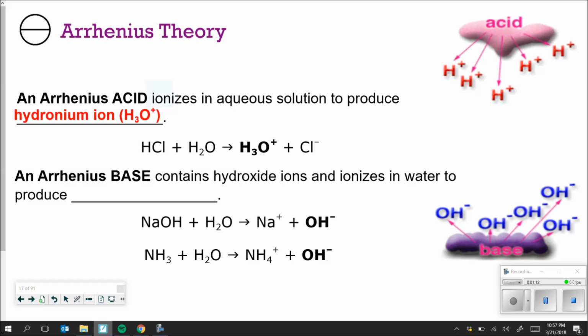An Arrhenius base is going to contain hydroxide ions and ionizes in water to produce hydroxide. So we've got NaOH reacting with water to form the sodium ion, the cation, plus hydroxide. And then we've also got ammonia reacting with water to form ammonium and hydroxide. So they both form that hydroxide ion, which is the definition of an Arrhenius base.